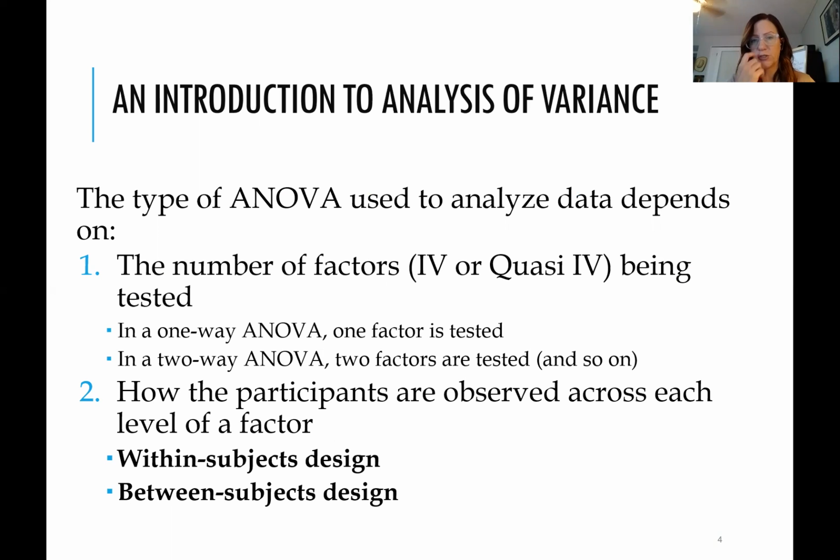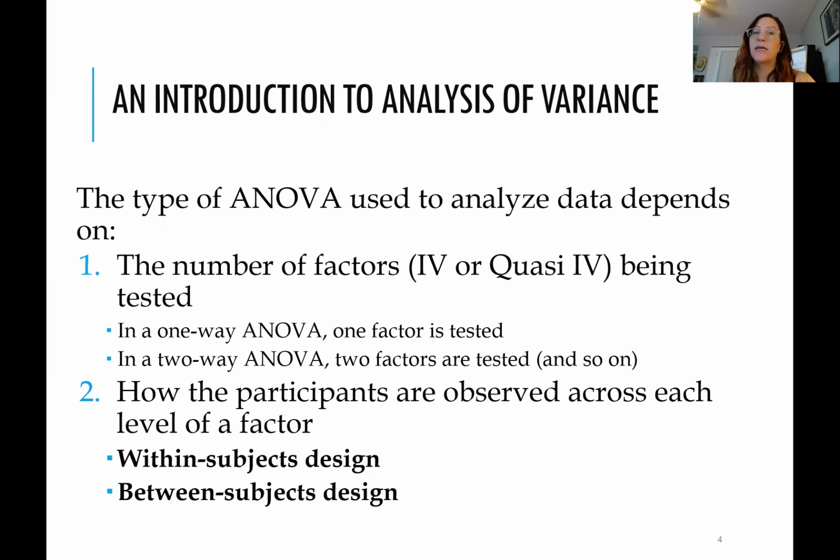You won't be learning the two-way ANOVA, but it's good to know that that's a possibility down the road if you're doing some research. So how the participants are observed across the levels of the factors is going to determine whether we are looking at a within subjects design or between subjects design. Now remember, the within subjects design is same people in each of the conditions, right? Whereas the between subjects is different people in each of the conditions. So your test is independent, basically. So we're only going to work through the between subjects design.